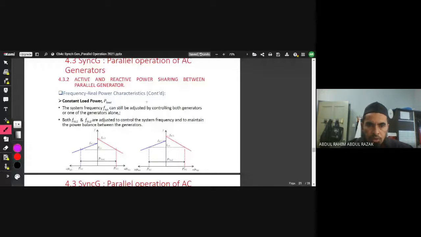With constant load power also, the system frequency can still be adjusted by controlling the generators, both generators or one generator alone. Both the frequency at no load and the frequency at full load can be adjusted to control the system frequency and maintain the power balance between the generators. So we can adjust both of them, or we can adjust only one generator.